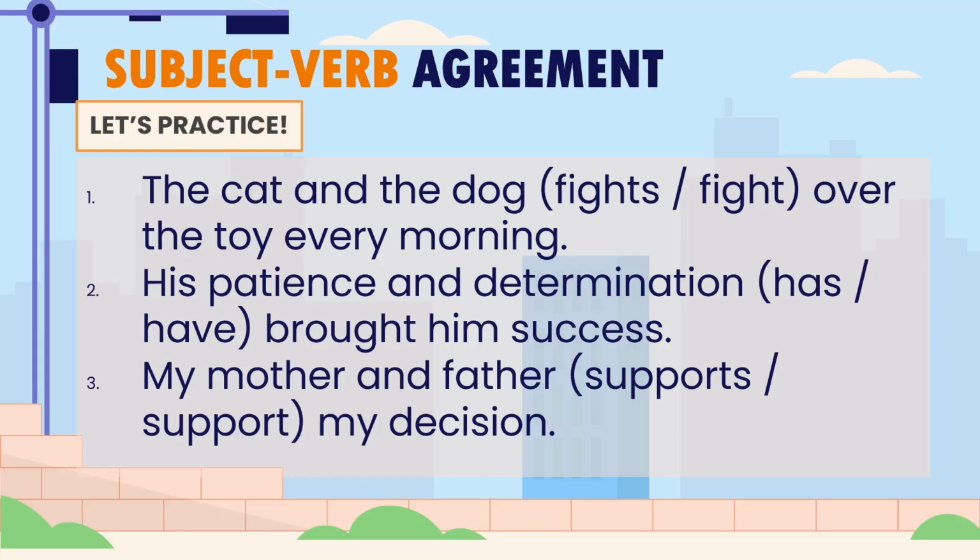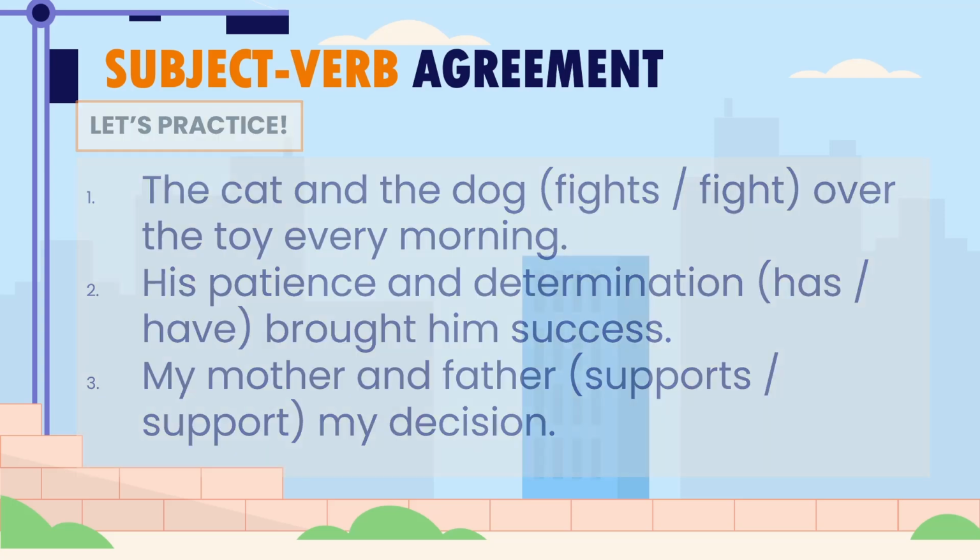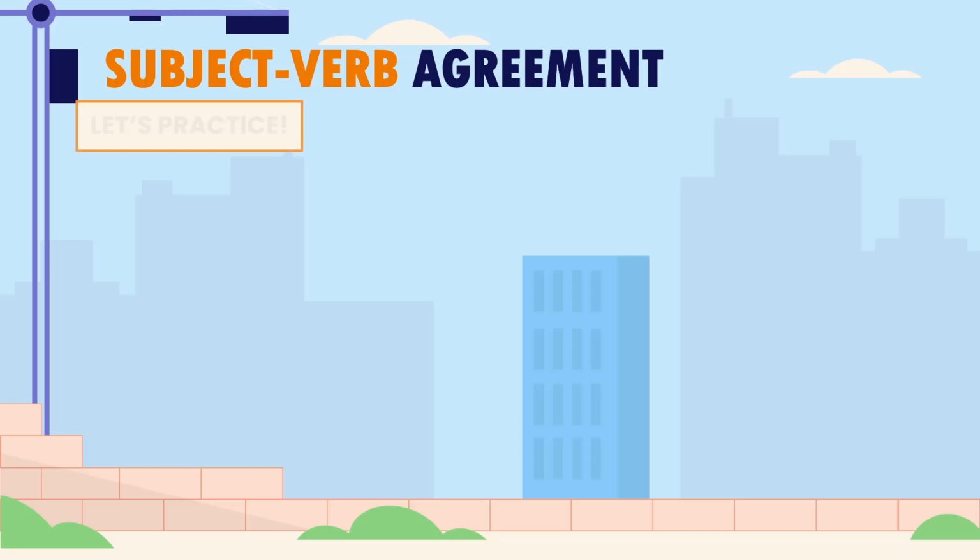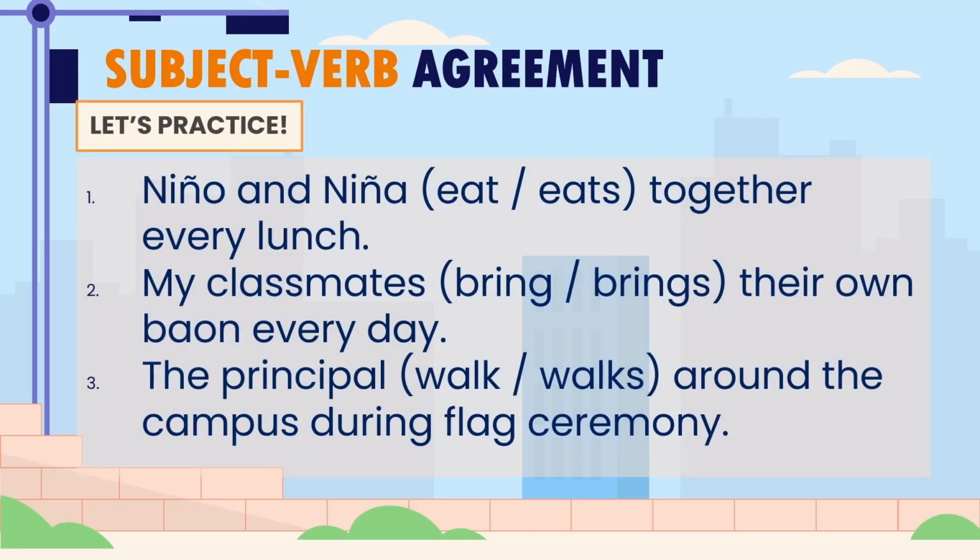Next, his patience and determination has or have brought him success. So our answer here is the word have. Next, my mother and father support my decision. So our answer here is the word support. Next, another one pala. Nino and Nina eats together every lunch. Your answer is, okay, so it is eat.